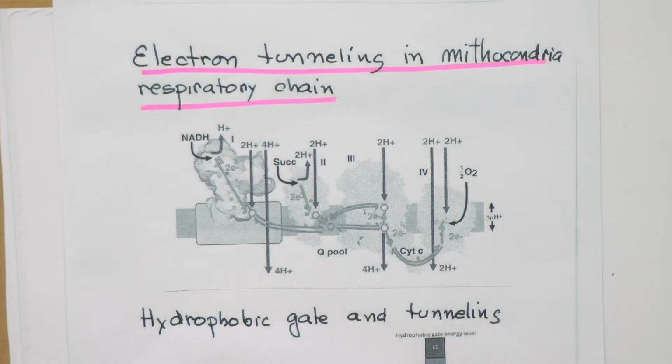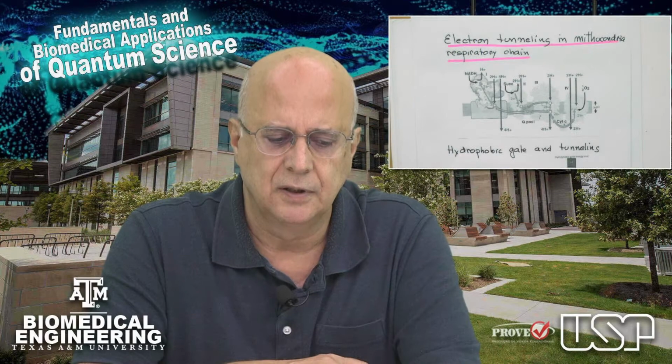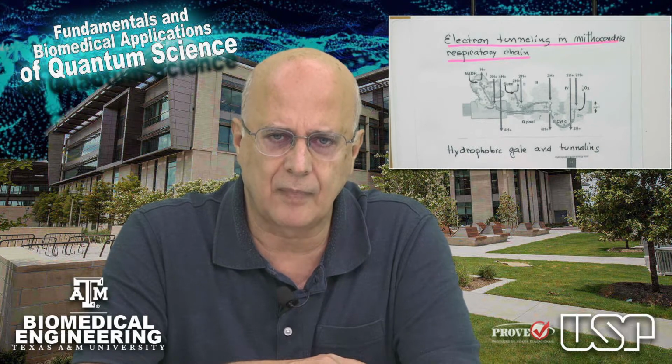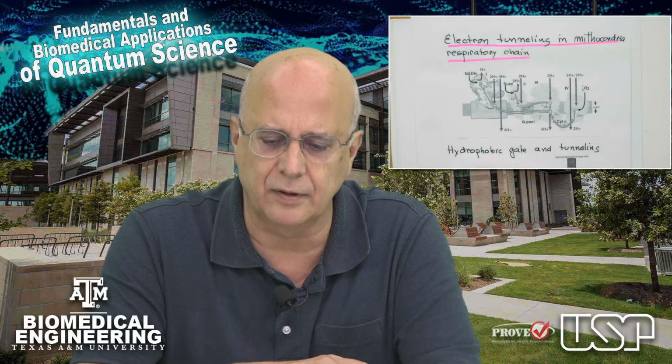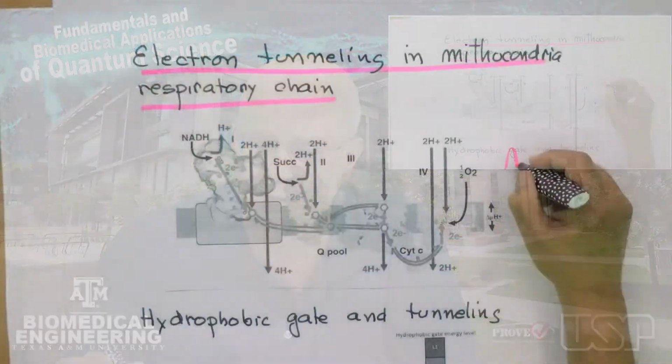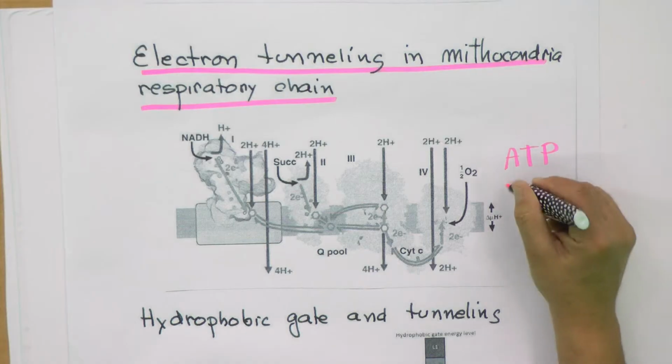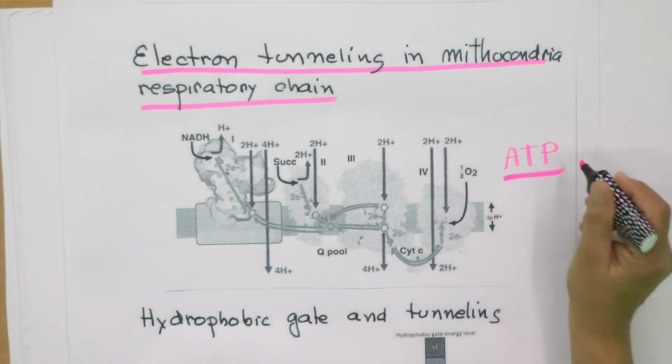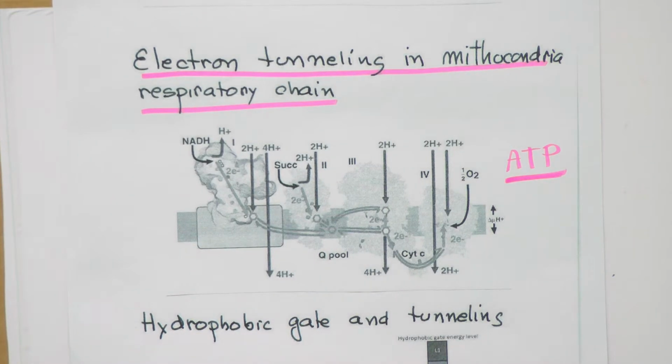And you know, the respiratory chain converts, it's the big production of ATP, right? So it's essential for us. ATP is produced in the respiratory chain of mitochondria.